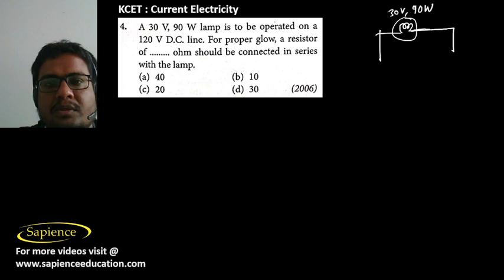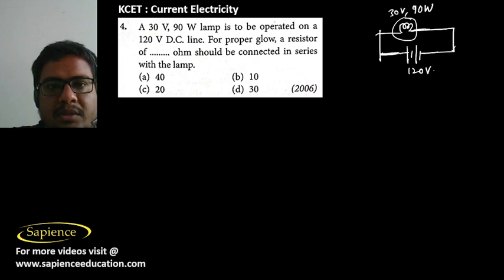This lamp is to be operated on a 120 volt supply. So here one external voltage source, some battery is there, voltage is 120 volt. For proper glow, a resistor of dash ohm should be connected in series with the lamp. So for proper glow, how much resistance should be connected in series with the lamp?